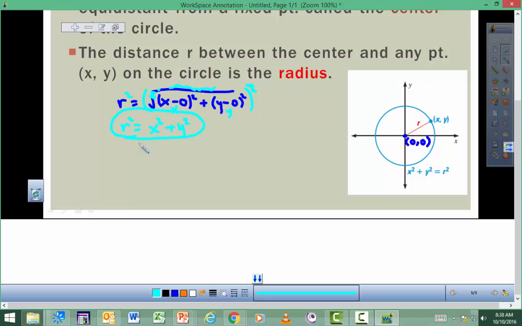Okay, so that's a really easy equation. So circles. Okay, can we continue now?